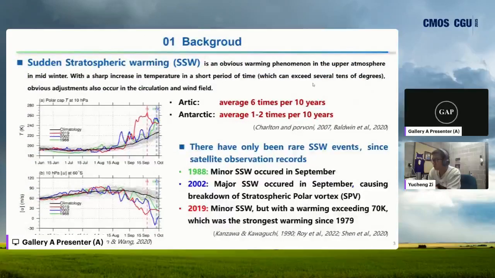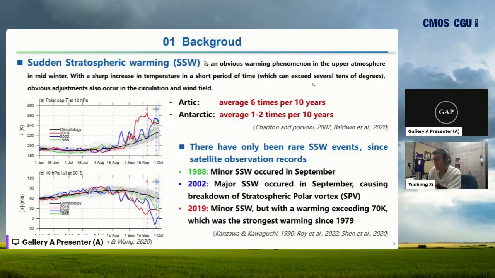Southern stratospheric warming, SSW, is a significant warming phenomenon in the stratosphere and the mesosphere in wintertime, with a sharp increase in temperature within a week or 2 weeks. SSW is an important precursor for extreme events in the troposphere.